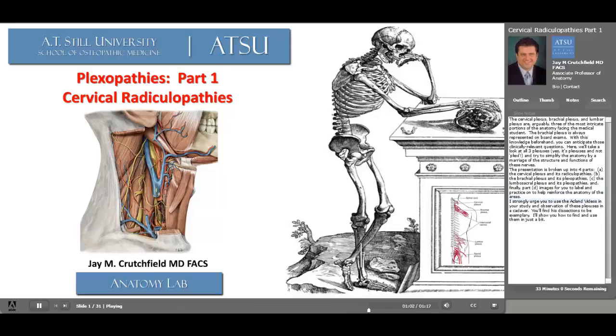I strongly urge you to use the Ackland videos in your study and observation of these plexuses in a cadaver. You'll find his dissections to be exemplary. I'll show you how to find and use them in just a bit.